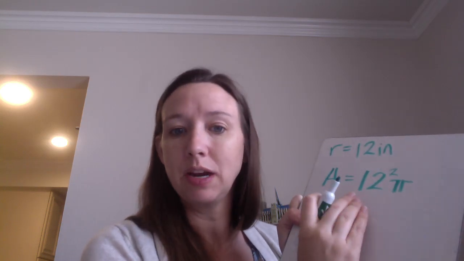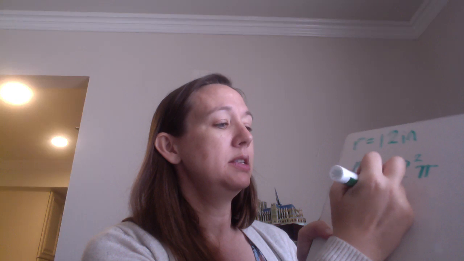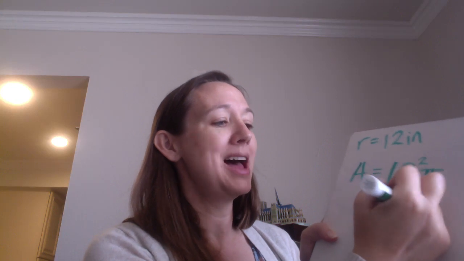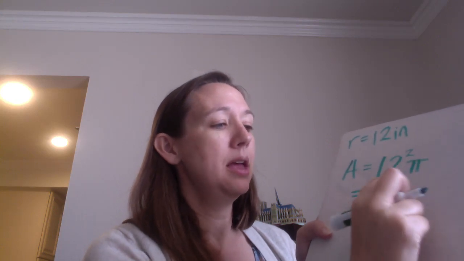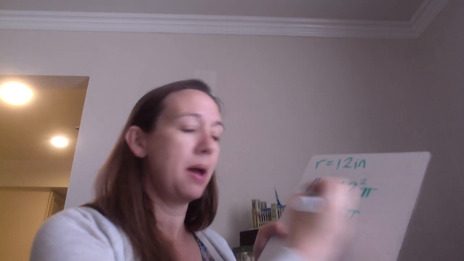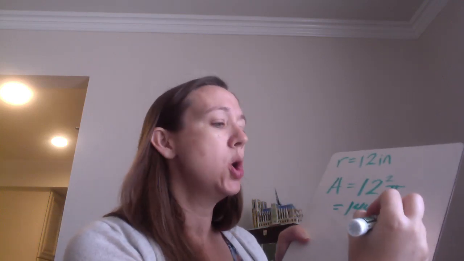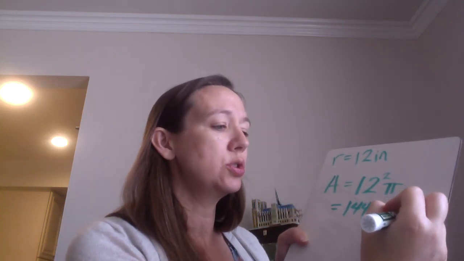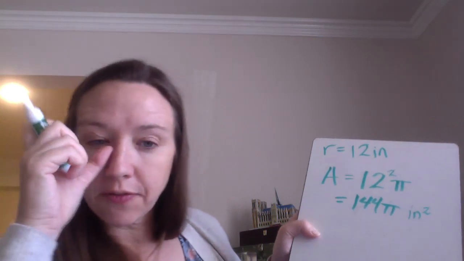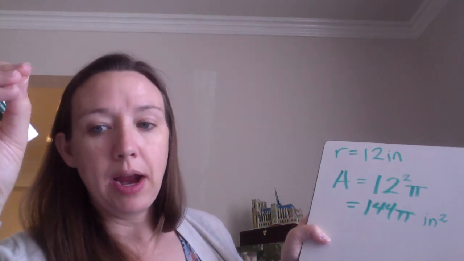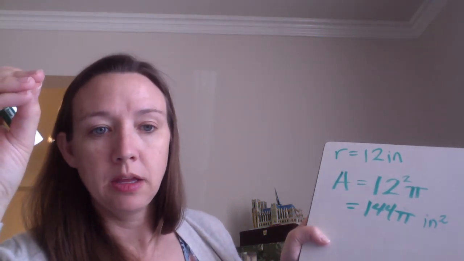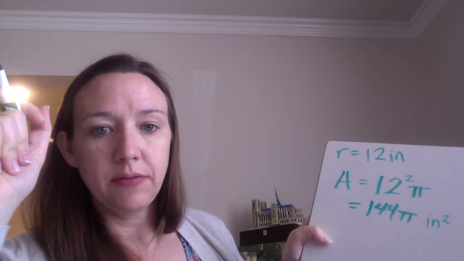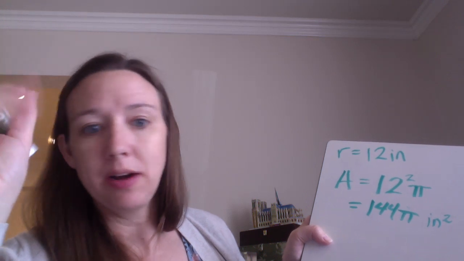So I usually do the radius squared first. This is 144 pi, pardon me. And then because this is our exact answer, we would put inches squared. I want you to think for a minute, why would it be inches squared? Okay, you can pause the video even and think for a little bit. Why inches squared and not just inches?